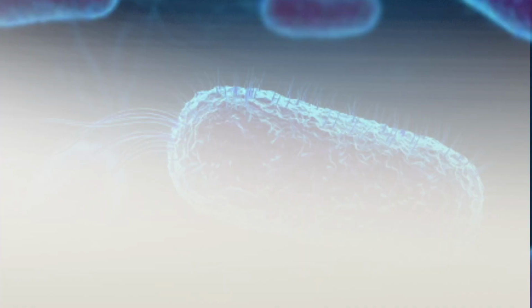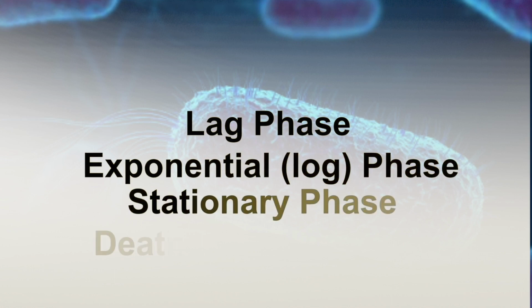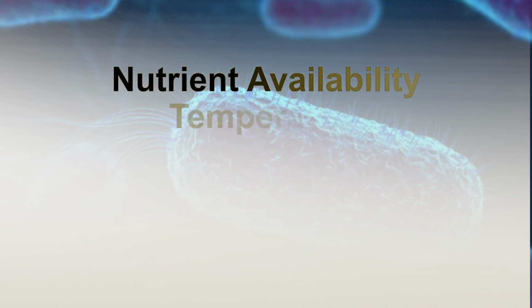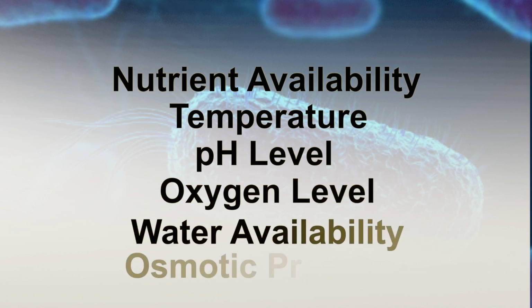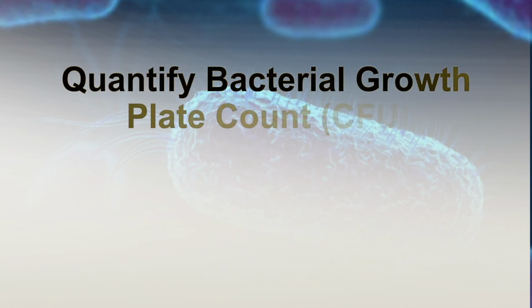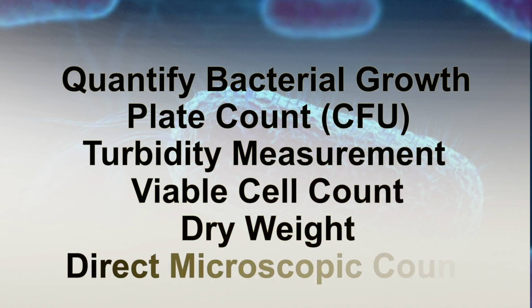Here is a concise summary. The phases of growth, as we know: the lag phase, log phase, stationary phase and death phase. Then factors influencing growth: nutrient availability, temperature, pH, oxygen level, water availability, osmotic pressure and inhibitory substances. Then different measurement methods: various methods quantify bacterial growth. Then mathematical models: different models I have explained.